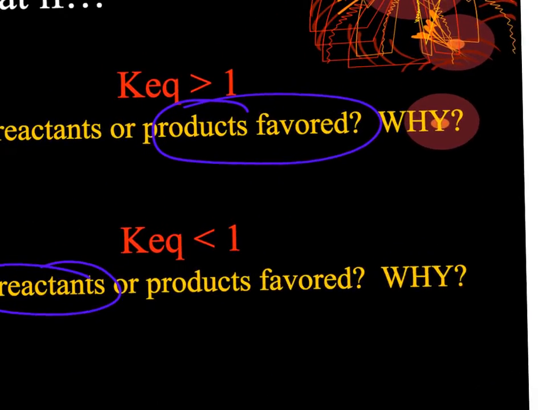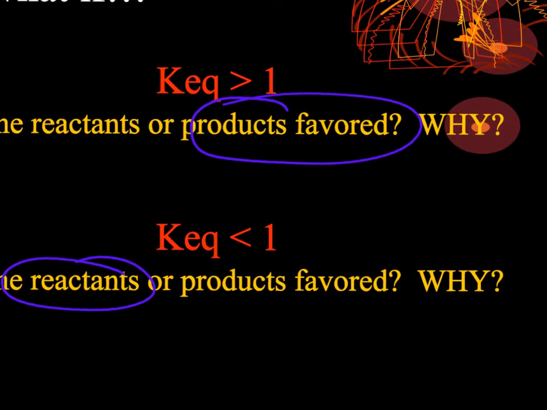So KEQ, by the way, is just that KC that I made you guys do. KC is specific to concentrations. KP is for pressure. KEQ is like the general one. Then there's KW, KA, KB, KSP. I think I got them all. You guys will not have to do that. You get this one. That's it, okay?